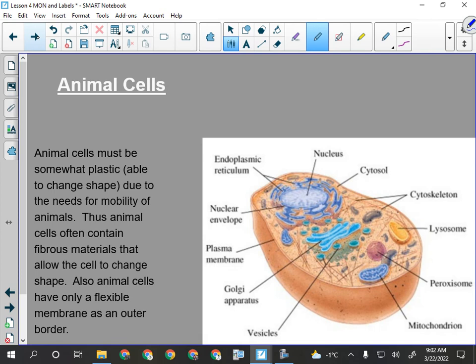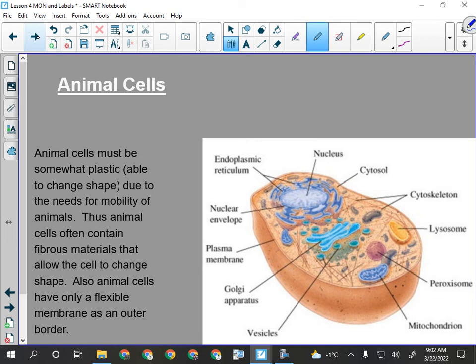Okay, so animal cells have to be somewhat plastic. And I don't mean they're actually made out of plastic. I mean plastic means they can change their shape or have their shape be whatever they need it to be. So an animal cell needs to be flexible and able to change shape. The reason for that is it's going to be in an organism that's going to have to move around because it's going to have to chase down its food. Even if it's a cow, it still has to move around.